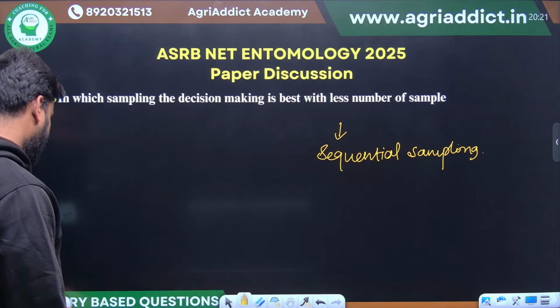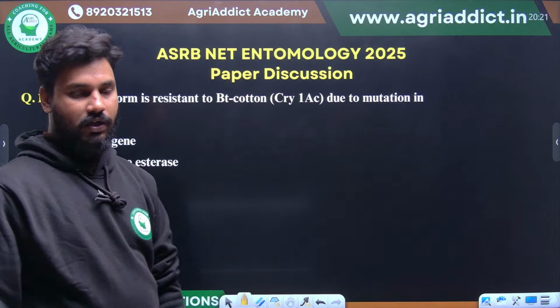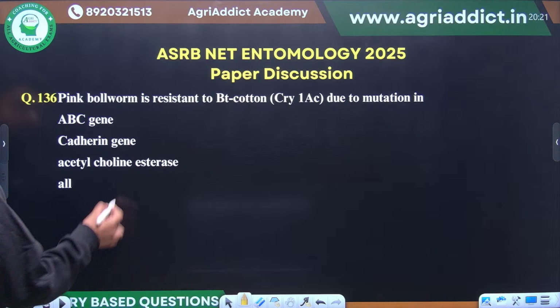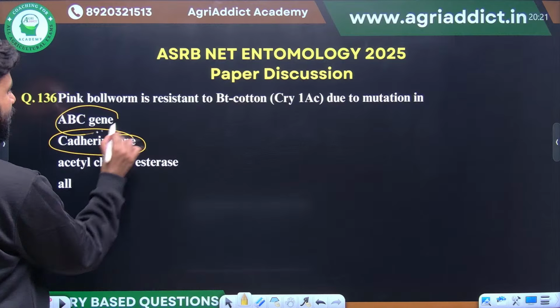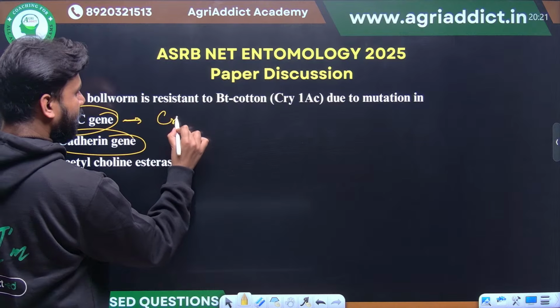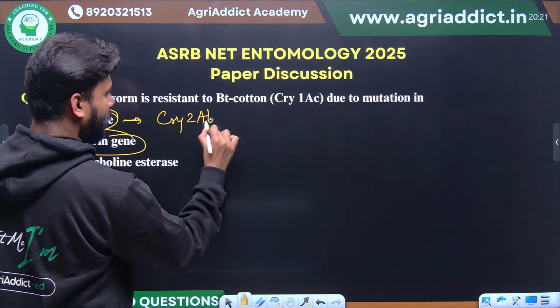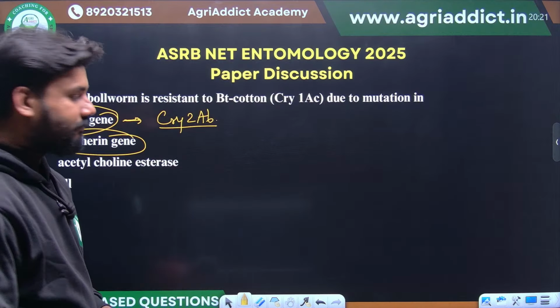Next question is, pink bollworm is resistant to Bt cotton, that is Cry1Ac, due to mutation in. The answer will be cadherin gene. But the ABC gene will be responsible for Cry2Ab. So the correct answer will be cadherin gene.